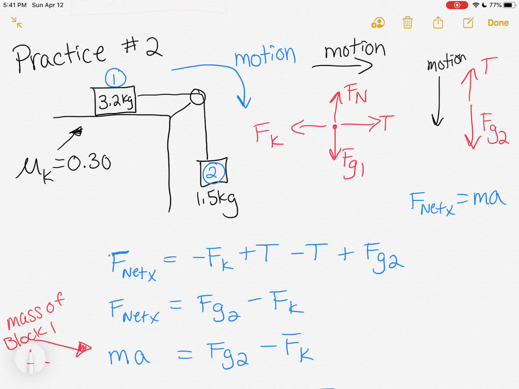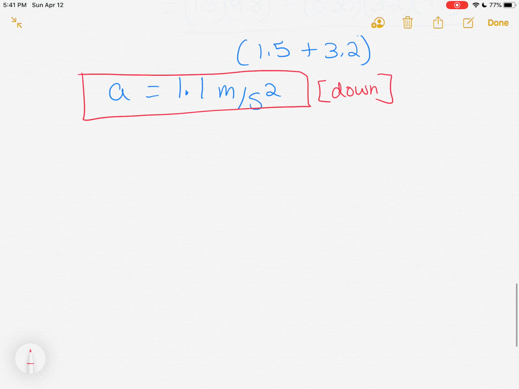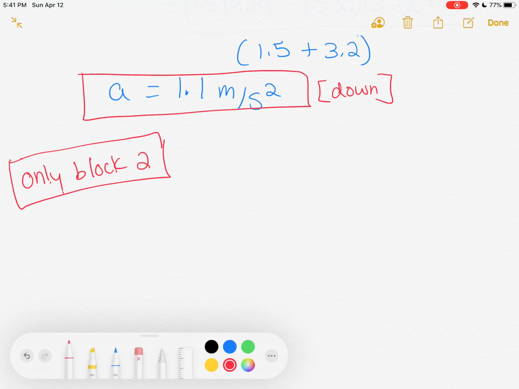So if we want to find the tension, we can't look at the whole system at once because the tensions will just cancel each other out. So we need to instead look at just one object. It is much easier to look at object 2 because it has far fewer forces. So we're looking at only block 2 to solve for our tension.